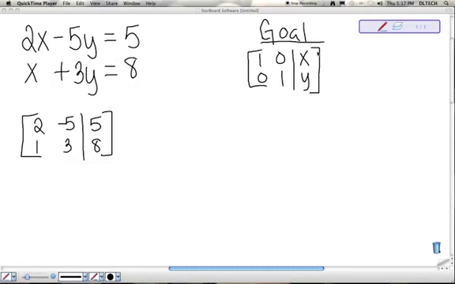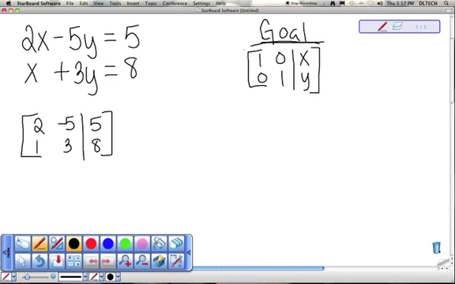In the Gaussian elimination method, our goal is to end up with our matrix looking like this, with the 1, 0, 0, and the 1, with the exception of the x and the y. So our two equations are 2x minus 5y equals 5, and x plus 3y equals 8. We need to put both of these equations into an augmented matrix form, which can be seen here.